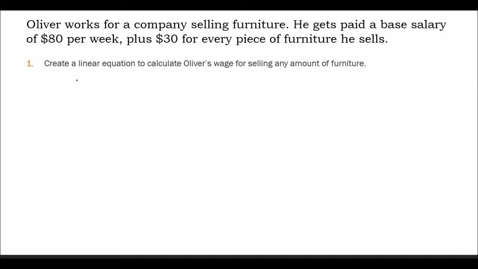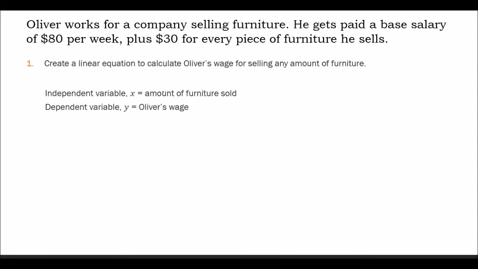So we need to create a linear equation that represents this scenario, where he gets paid $80 per week, plus $30 for every piece of furniture. Remember that in the equation, x refers to the amount of furniture that he's going to sell, so the independent variable here. This x, like I said, refers to the amount of furniture he's going to sell, so that's going to change. Y is going to represent how much money he'll be earning.